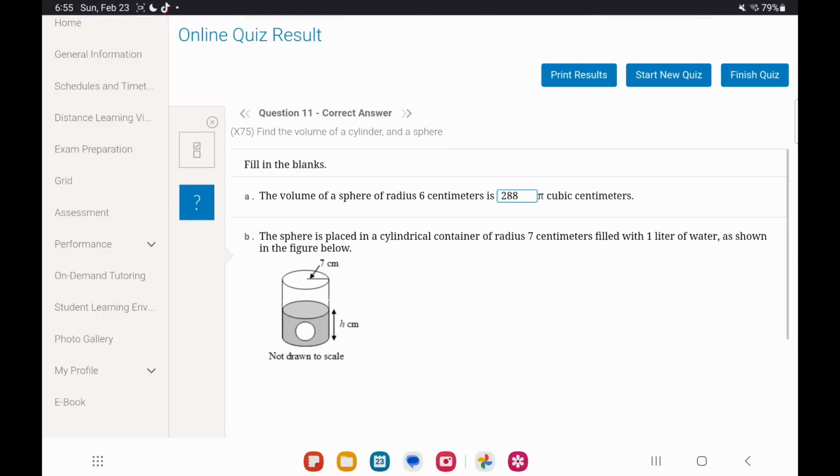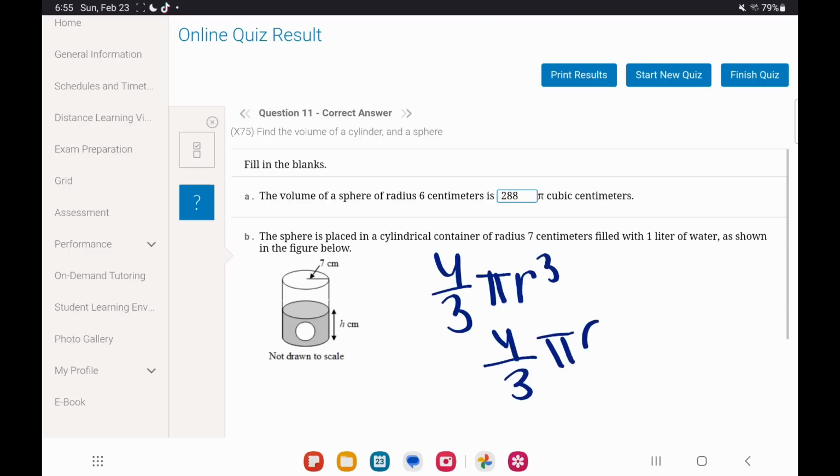Okay, the volume of a sphere. The volume of a sphere is 4 over 3 pi r cubed. So 4 over 3 in this question, pi 6 cubed. Okay, when you do it on your calculator, you get 288 pi.